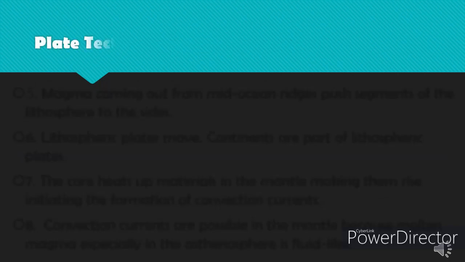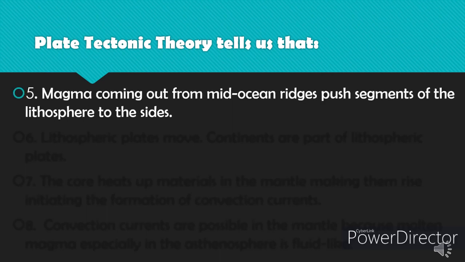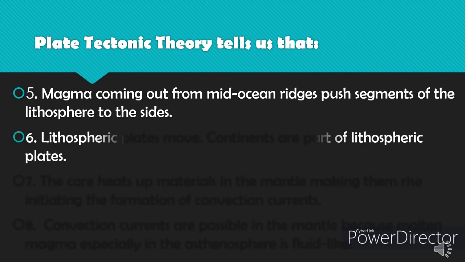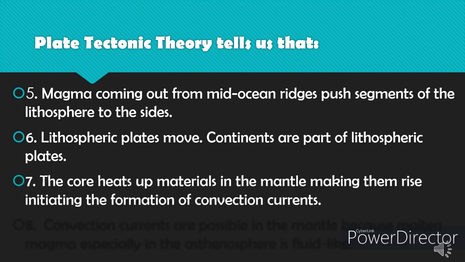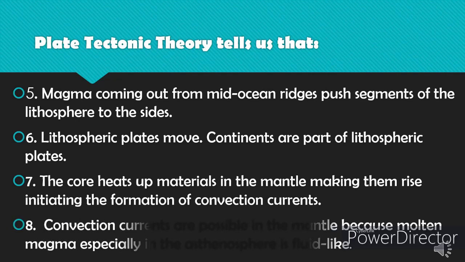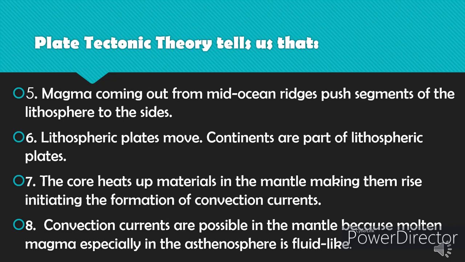Plate tectonic theory tells us also that 5, magma coming out from mid-ocean ridges pushes segments of the lithosphere to the sides. 6, lithospheric plates move. Continents are part of the lithospheric plates. 7, the core heats up materials in the mantle, making them rise, initiating the formation of convection currents. 8, convection currents are possible in the mantle because molten magma, especially in the asthenosphere, is fluid-like.